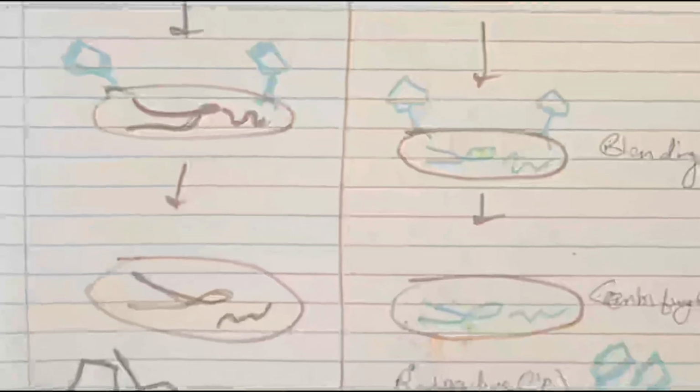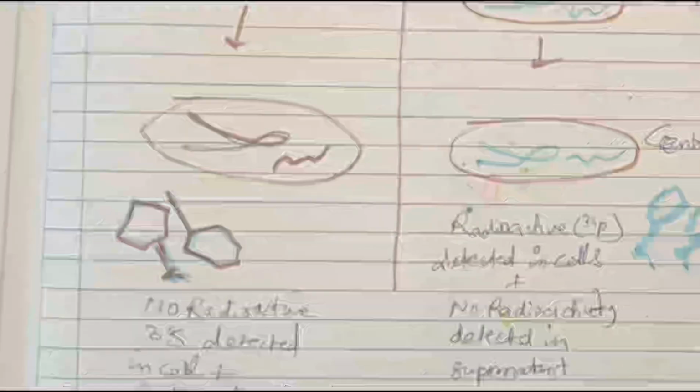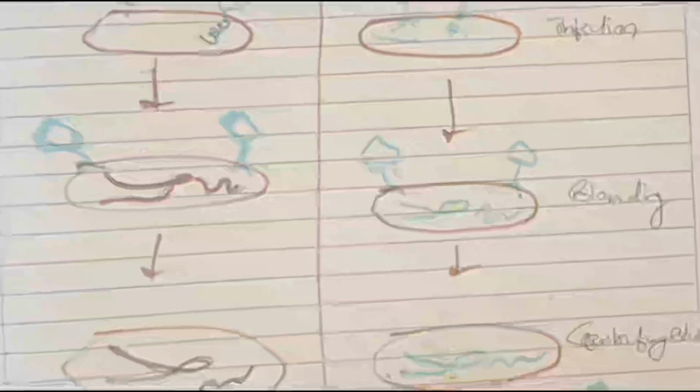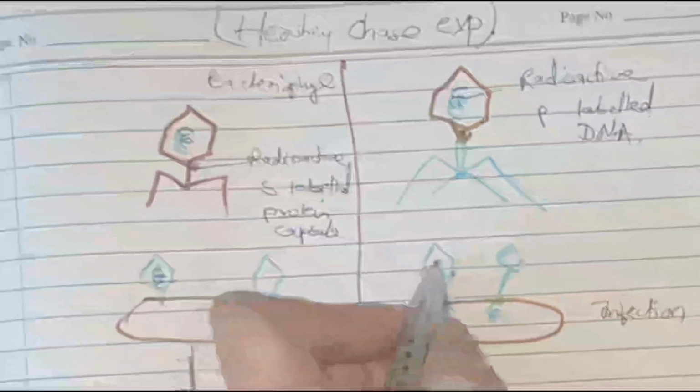They grew some virus on a medium that contained radioactive phosphorus and some on a medium that contained radioactive sulfur. The virus grown in the presence of radioactive phosphorus contained radioactive DNA but not radioactive protein, because DNA contains phosphorus but protein does not. Similarly, the virus grown on radioactive sulfur contained radioactive protein but not radioactive DNA, because DNA does not contain sulfur.